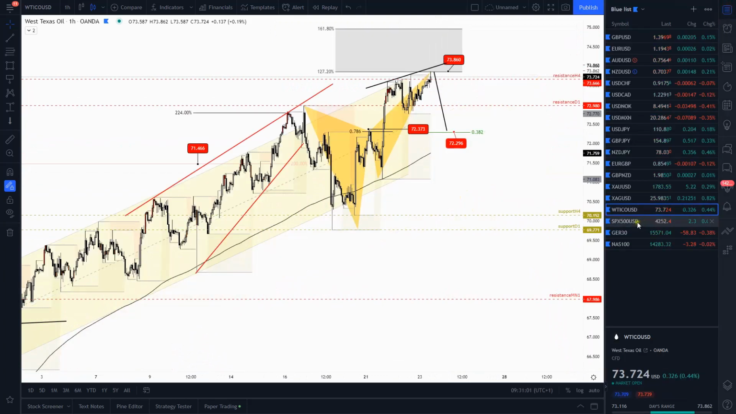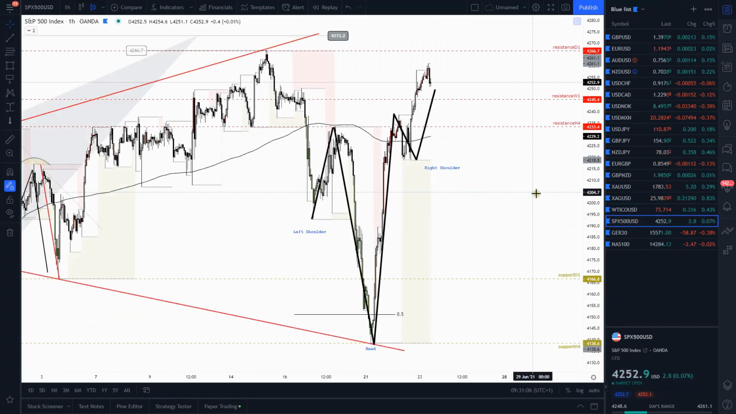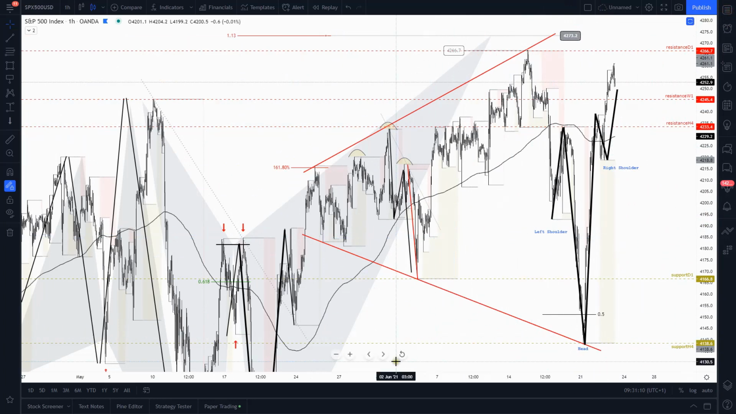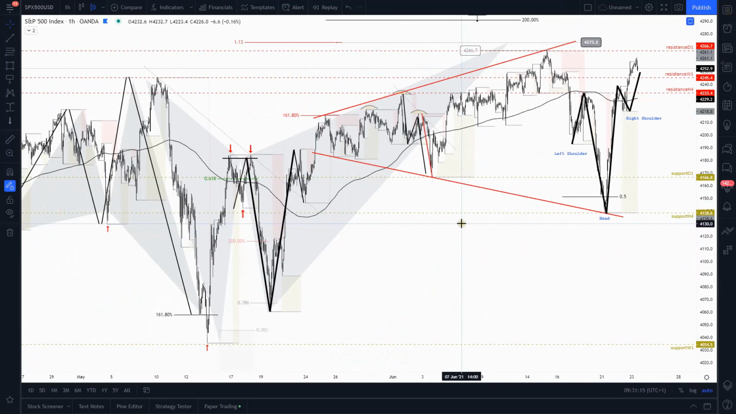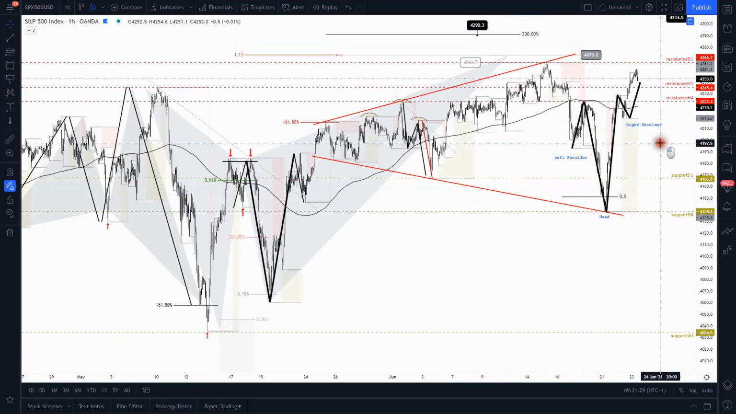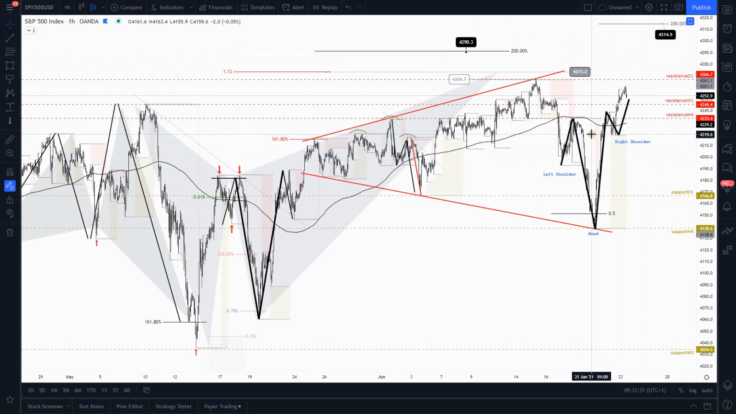Okay, let's finish with some equities: the SPX 500, German DAX, and the Nasdaq. SPX 500, I shared these charts at the start of the week. I shared this one on Twitter, I believe, and I said this is what I need, not what the market will offer, but of course this is also what I expect the market to do.